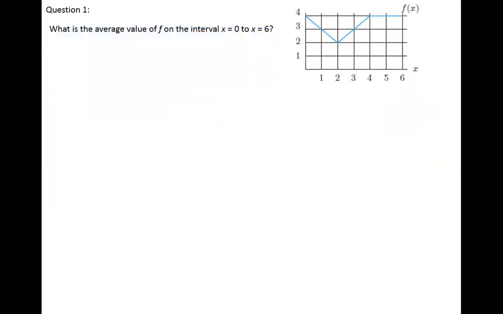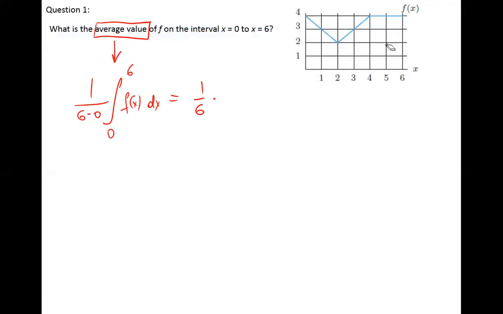What is the average value of the function f on the interval between 0 and 6? That means this is just the average value of the blue curve between 0 and 6. And we know that the average value is simply defined as an integral from 0 to 6 of this function, and we will divide by 6 minus 0, which of course is 6. That's the formula for the average value. 1/6 times my definite integral, which has to be computed as an area under the curve.